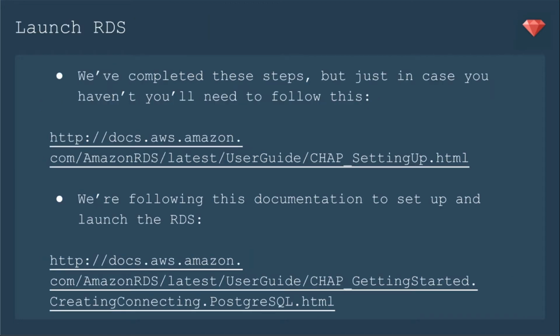In Amazon's documentation, they want you to be sure when you are about to launch an RDS that you have a couple of things set up ahead of time. You'll need an IAM user and a security group. If you haven't set those up yet, you can follow that link or refer to the other RubySnacks. For this episode, we're following this documentation to set up and launch the RDS.